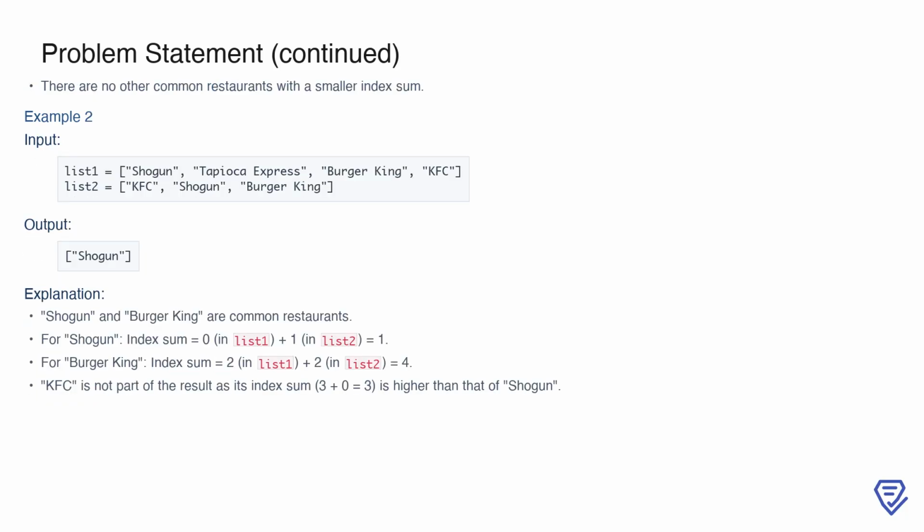In another example, consider list 1 with the same restaurants, but list 2 now contains KFC, Shogun, and Burger King. Here, we find two common restaurants, Shogun and Burger King. For Shogun, the index sum is 0 from list 1 and 1 from list 2, resulting in a total of 1. For Burger King, the index sum is 2 from list 1 and 2 from list 2, resulting in a total of 4. Since the index sum for Shogun is smaller than for Burger King, only Shogun is included in the output. Note that while KFC is also common, its index sum of 3 is still higher than that of Shogun, so it is not part of the result.